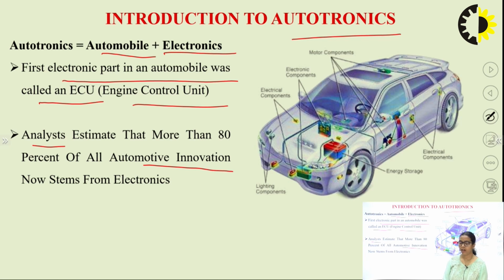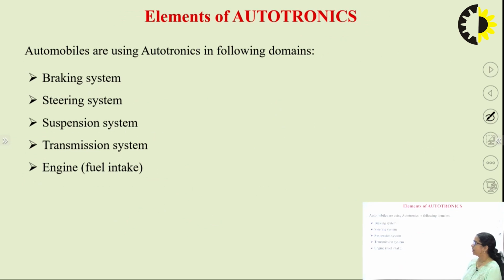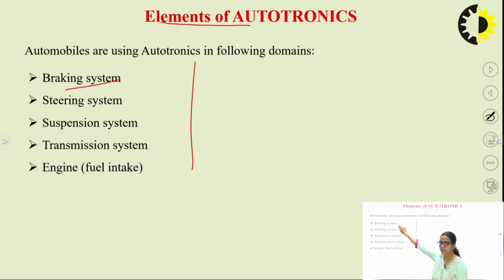Generally, in today's new generation automobile systems, 75 to 85% of mechanical systems are embedded with some electronic devices. New developments are coming very frequently in this field because it has no limit and new electronic systems are always developing. These are the elements, or simply the applications, of autotronics. In an automobile there are subsystems: the braking system, steering system, suspension system, transmission system, and engine and fuel intake.